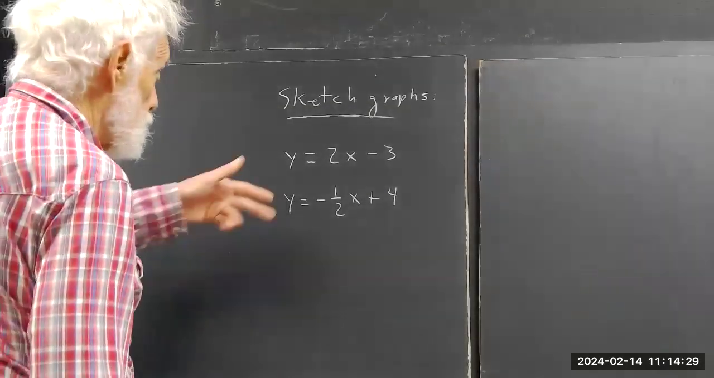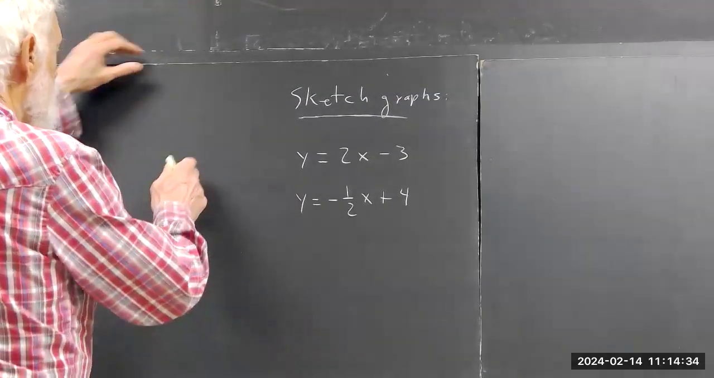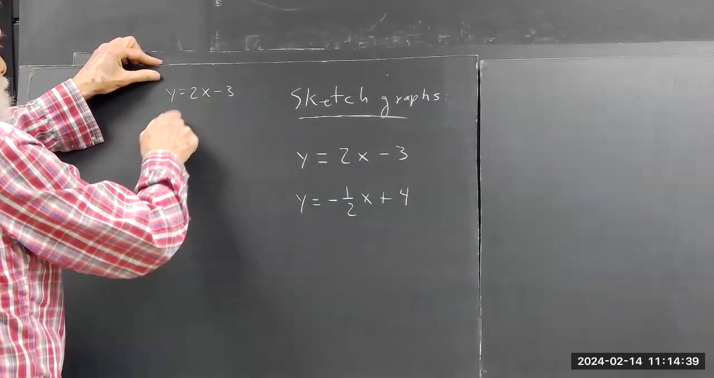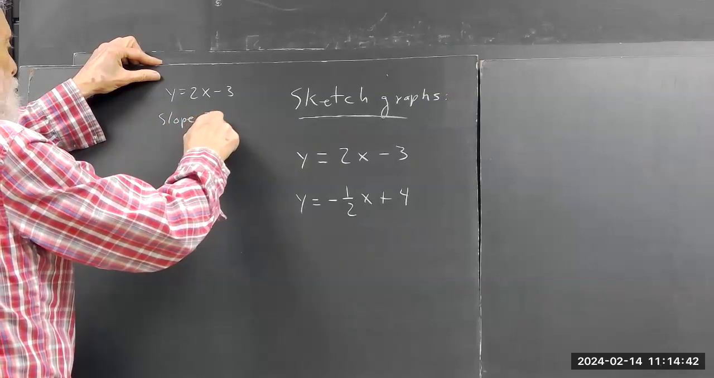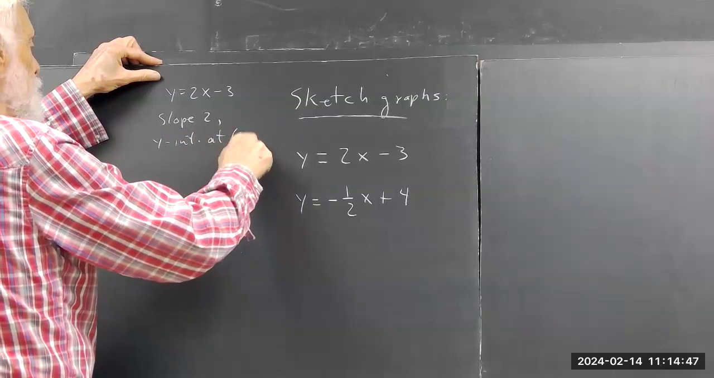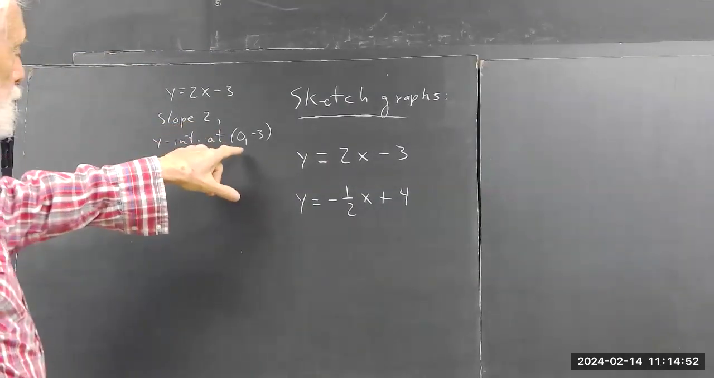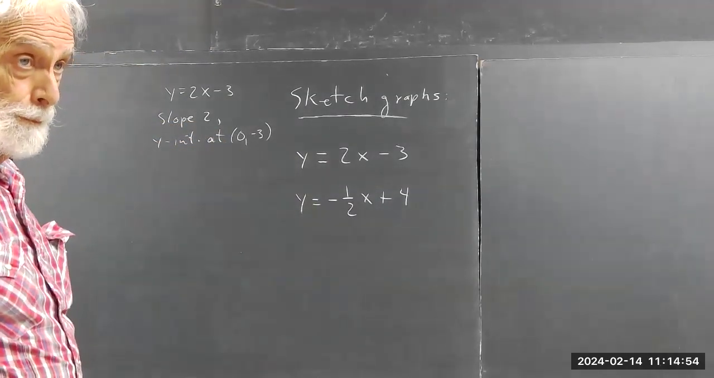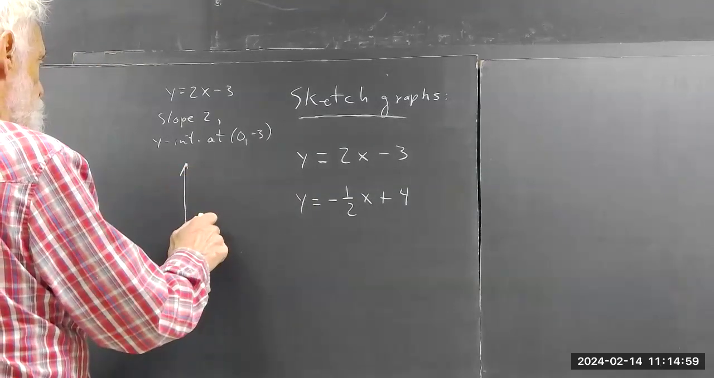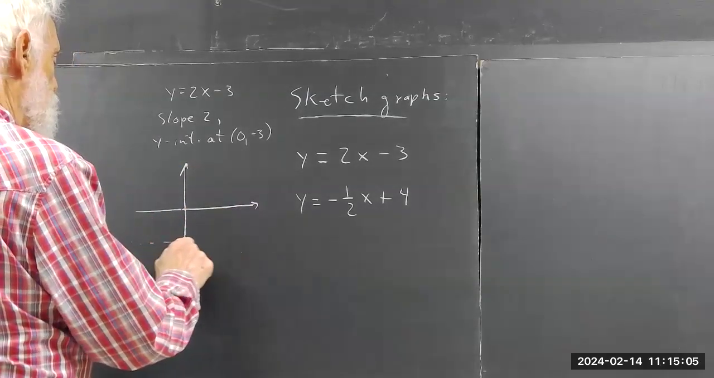Okay, we can ask to sketch the graphs of these two functions. First of all, we just read off from the form of the equation that the slope is 2 and the y-intercept's at 0, -3. And that's sufficient to begin to sketch the graph. We'll put y equals -3 down here.